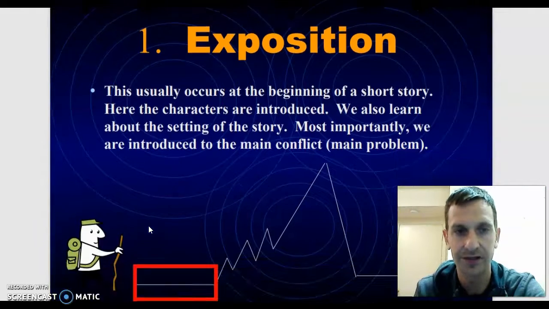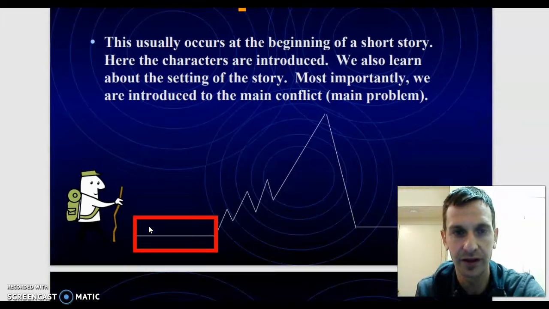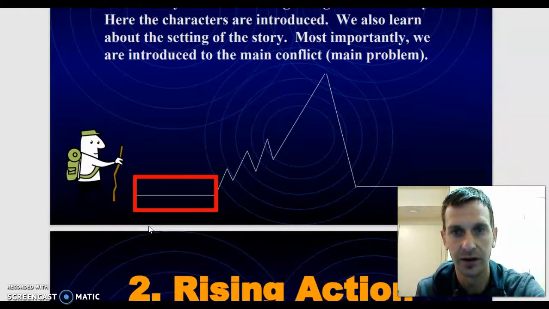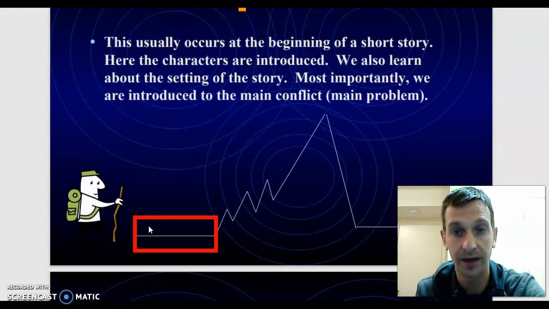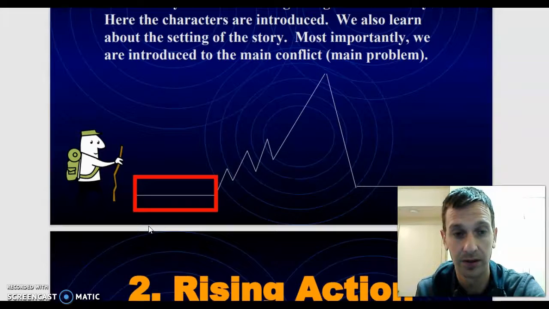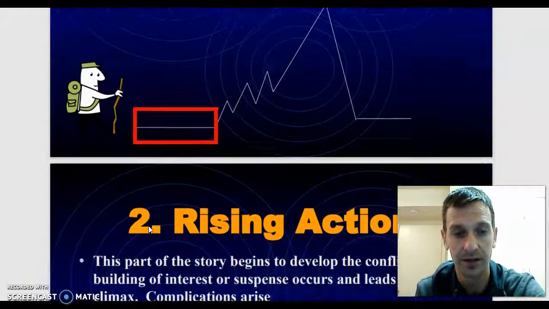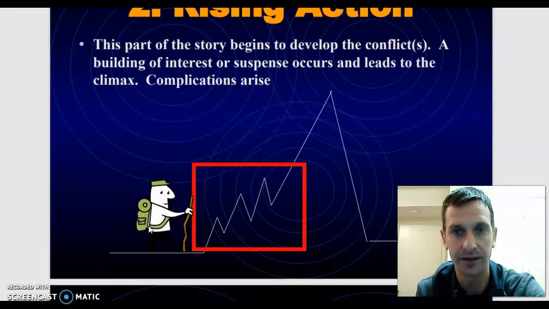So the exposition usually occurs at the beginning of a short story. Characters are introduced. We also learn about the setting of the story. Most importantly, we are introduced to the main conflict or the problem. So we need to understand what the main problem is. The rising action is the part of the story that begins to develop the conflict. A building of interest or suspense occurs and leads to the climax.